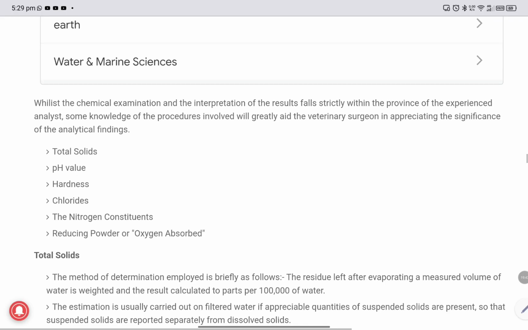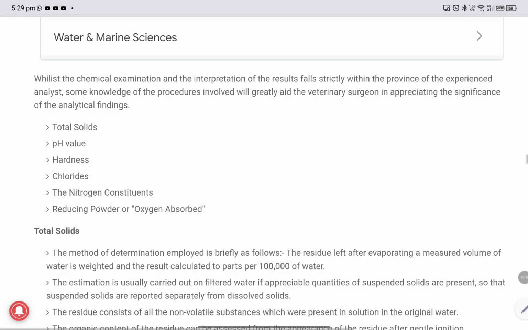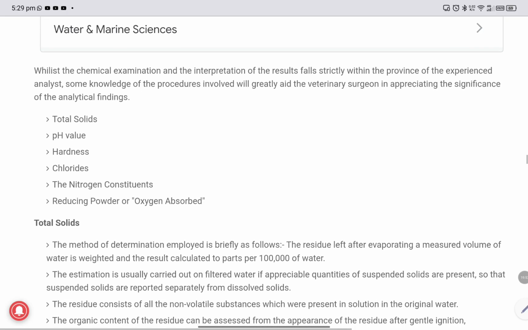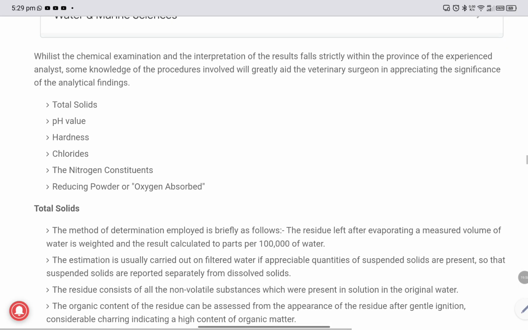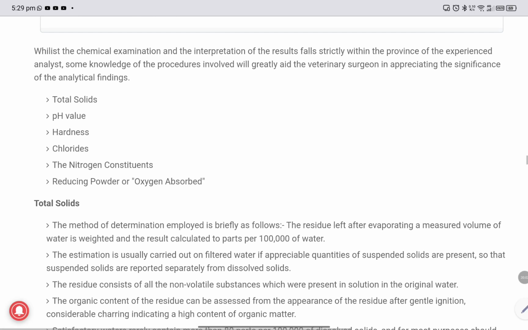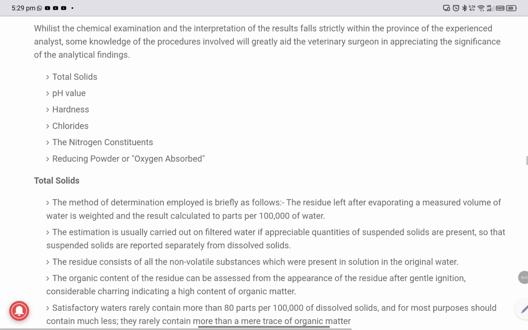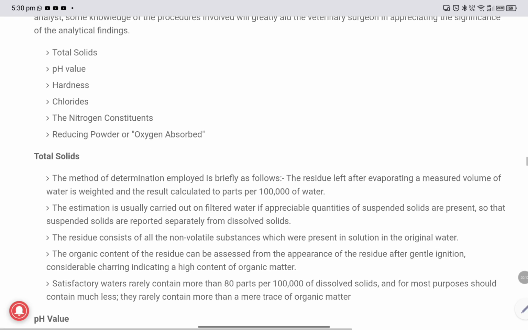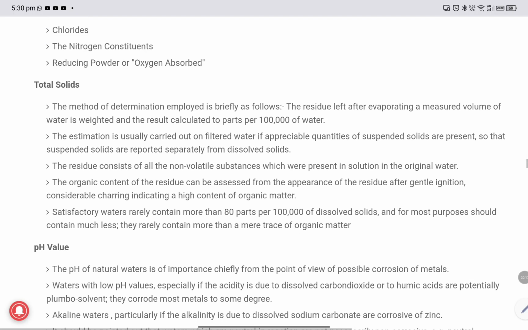While we list the chemical examinations, the interpretation of the results falls strictly within the province of the experienced analyst. Some knowledge of the procedure involved will greatly assist public health workers in appreciating the significance of the analytical findings. Total solids, pH value, hardness, chloride, the nitrogen constituents, reducing power or oxygen absorbed. Total solids. The method of determination employed is briefly as follows.